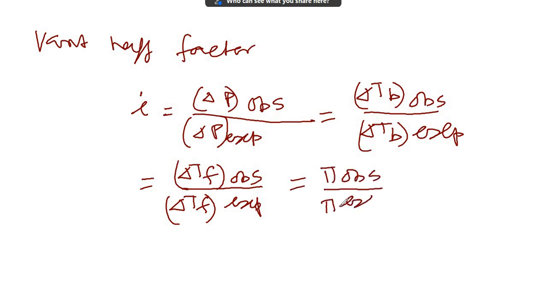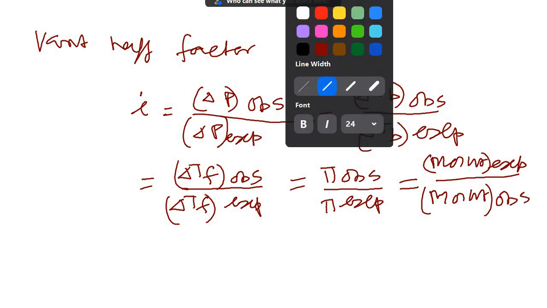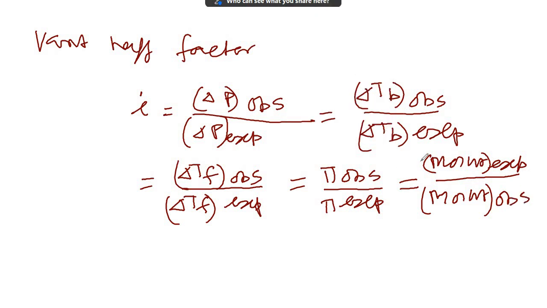In case of molecular weight, this relationship is reversed. So it is molecular weight expected over molecular weight observed. I am writing molecular weight in some other color such that the difference is easy to see. For molecular weight, the relationship is reversed. So what is i?